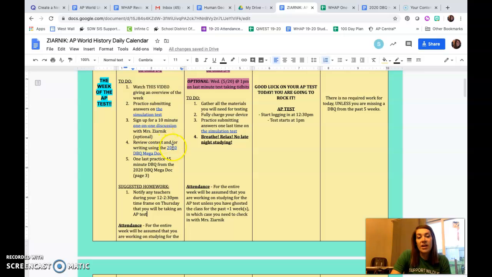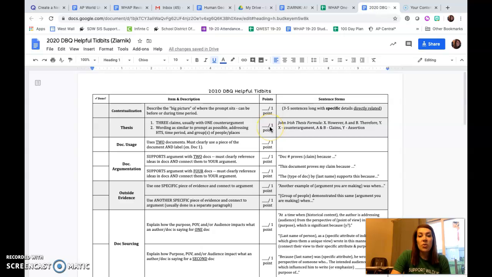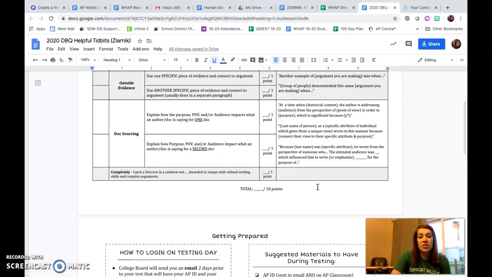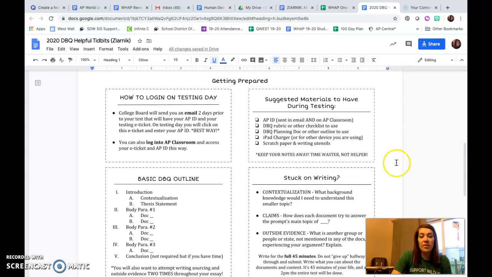Another thing I've linked here is my 2020 Mega Doc that I have created. My 2020 Mega Doc is going to give you some helpful tidbits, including sentence stems here. This would be especially helpful for those of you who get stuck when trying to source a document or use some outside evidence. In addition, there's a page about getting prepared, so what are certain things that you would want to do on test day, as well as suggested materials to have.